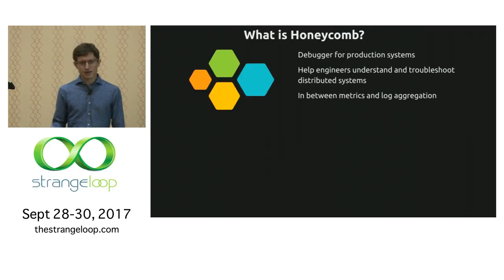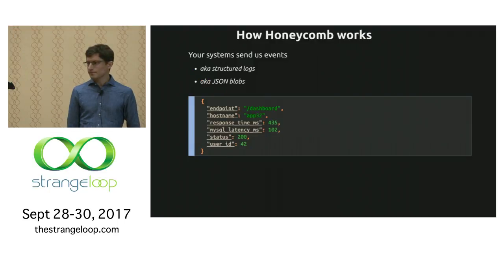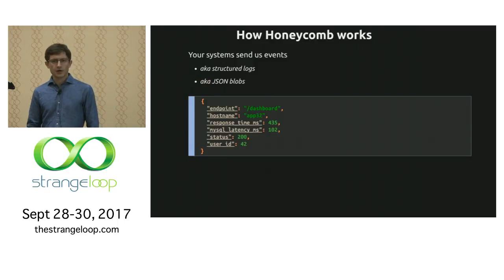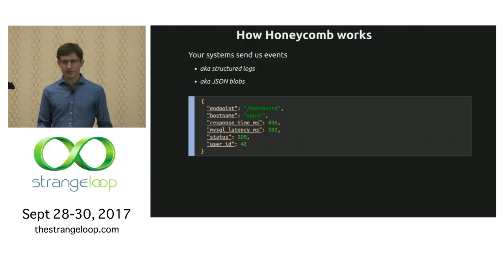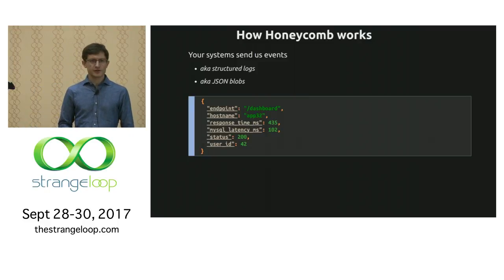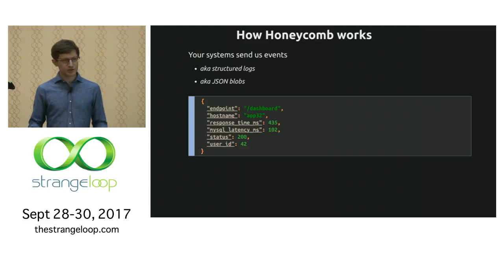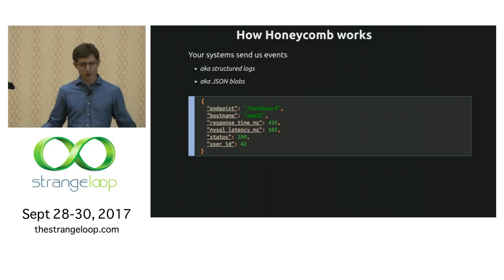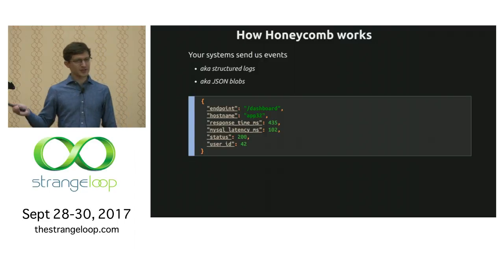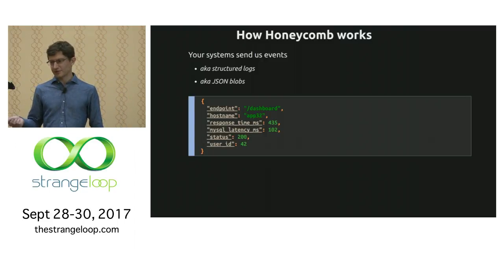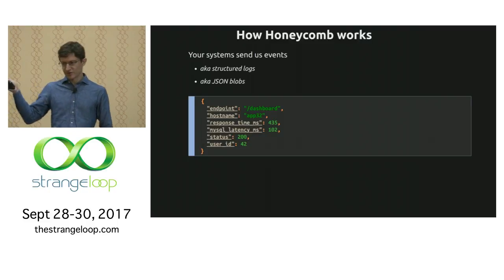That's a bit abstract. So let me make it a bit more concrete. How does Honeycomb work? Well, your systems, the ones you want to understand better, they send us events. Events are kind of similar to structured logs, if you're familiar with that cool buzzword. They're also JSON blobs. Here's an example event, and this represents a server processing some kind of web request. So you'll see events have a bunch of fields. This one has like an endpoint field, what endpoint on the web app was being hit, the host name that processed the request, some statistics about response time, and so on.